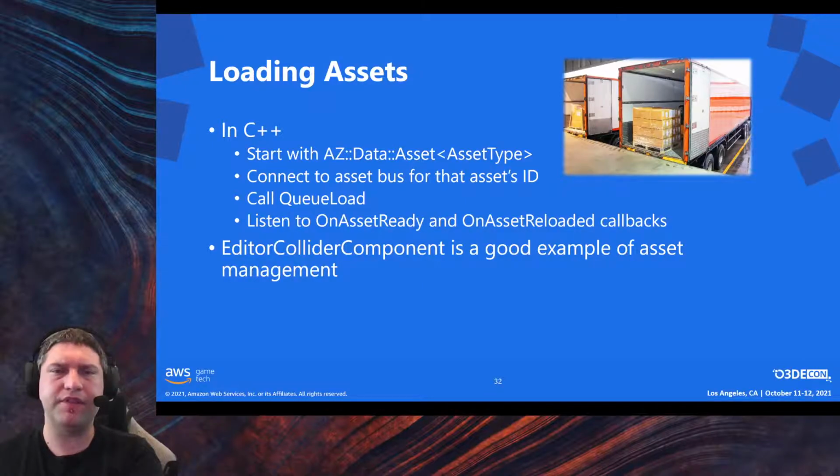If you want an example of this, I recommend looking at the editor collider component and the collider component. They're a good workflow there to see how asset management is handled, in this case for geometry used as collision information in the editor and runtime.